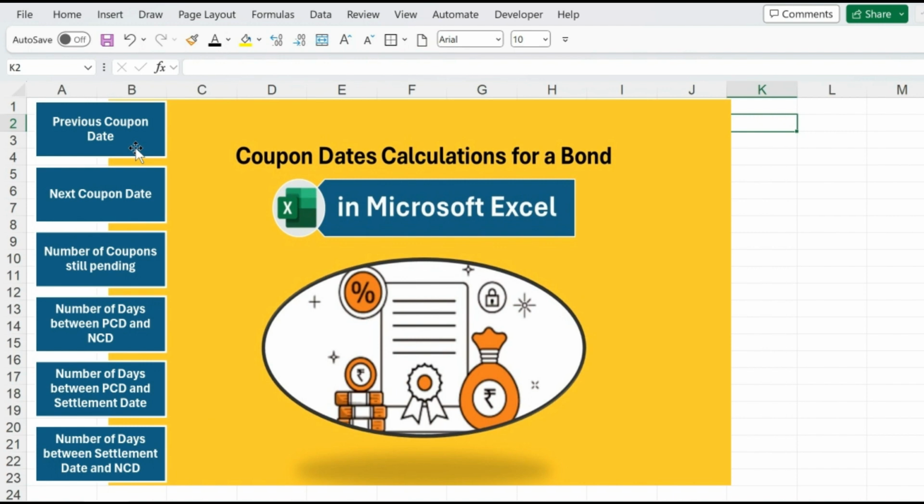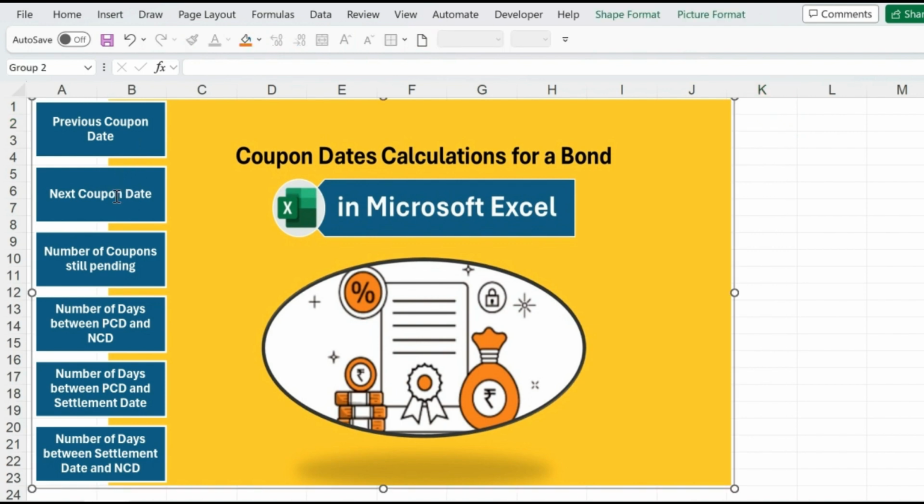When was the last coupon paid for this particular bond? When will the next coupon be paid? Now, days between previous coupon date and the next coupon date are very important for calculations of the value, the amount of the interest that you're going to get on the next coupon date. For that, we will need number of days between previous coupon date and next coupon date. How many number of coupons are still pending?